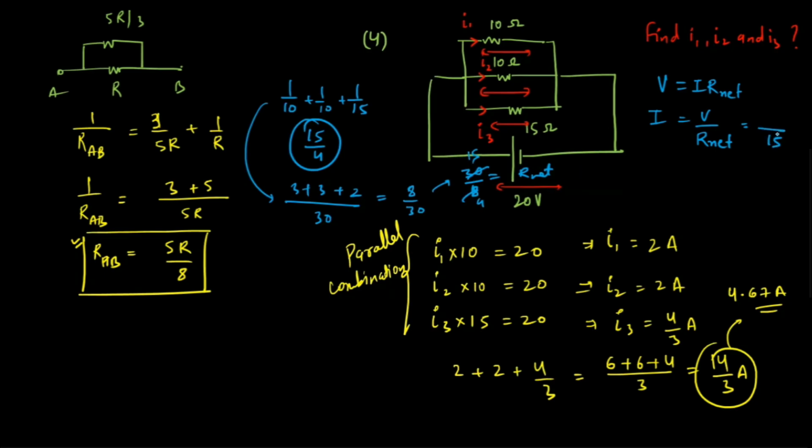So R net is 15 over 4 and potential is 20 volts. Once we solve this, we get 4 into 4 by 3, that is 16 over 3. There is some variation. It should not be here. Resistance is 15 over 4, that's fine. V net is 24 over 3.